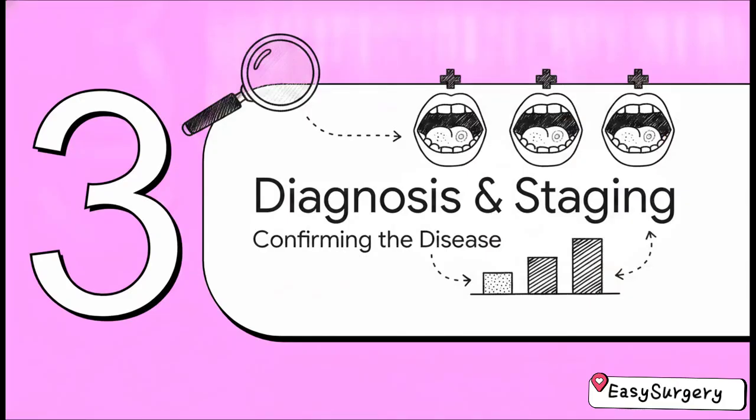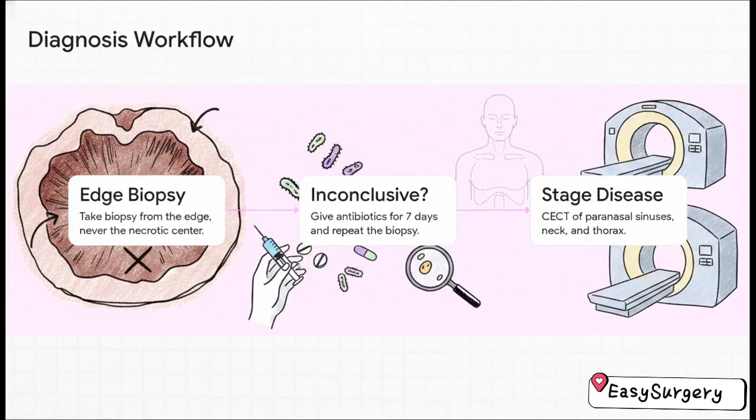Section 3. Diagnosis and staging. Now that we know the precursors, how do we confirm it? Let's map out your exact clinical workflow. When you see a suspicious ulcer, you must do an incisional biopsy, and you always take it from the edge or do a wedge biopsy, never from the center.